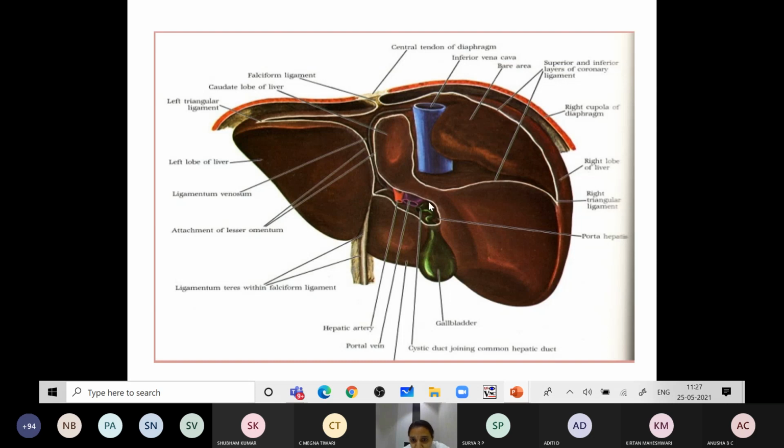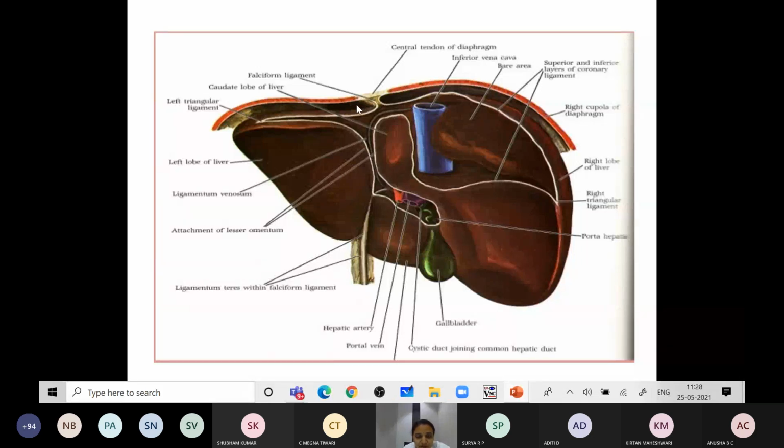The posterior layer of the lesser omentum is formed by peritoneum of the lesser sac, which descends down as posterior layer of lesser omentum. This is the anterior layer of lesser omentum, which is the attachment of the lesser omentum. This is the horizontal limb. This is the vertical limb of the lesser omentum.